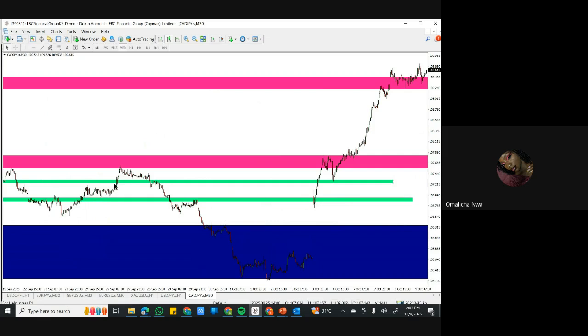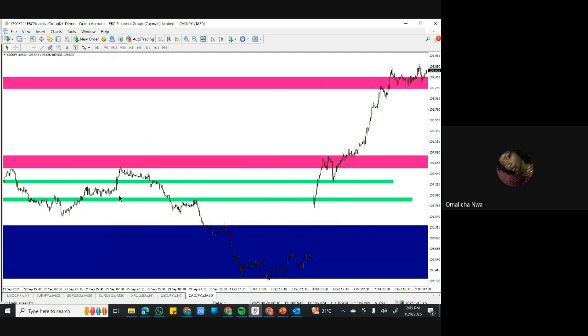Then it was able to break up, right, and moved into this place, came down to this place and tested it as a support, but eventually broke the support. You can see that over here, it also served as a support. Here, it also served as a support. Here, it served as a resistance, but price was later able to break that resistance. And now when it broke that support, it came down here.